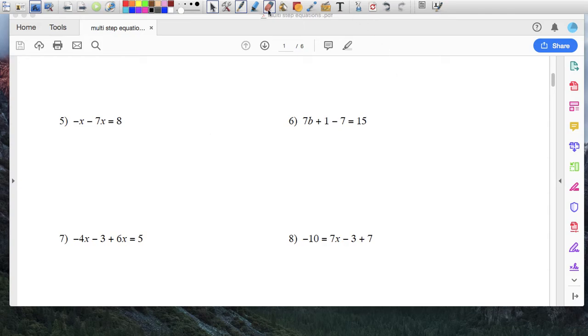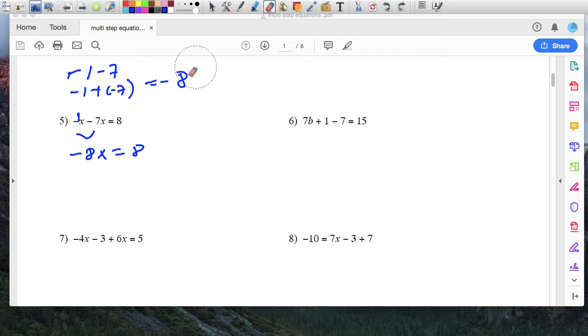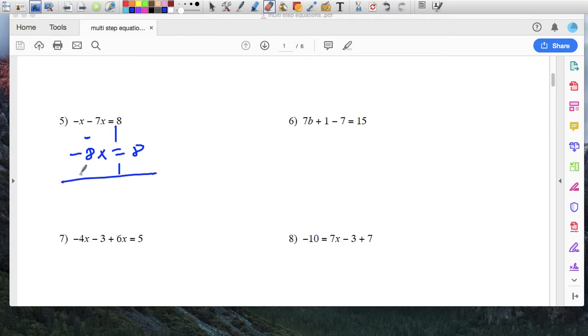Number 5. Again, we can combine these like terms, negative 1x and negative 7x, right? So if you think about it without the variables, it's negative 1 minus 7, and you get negative 1 plus negative 7. That should give us negative 8, right? So this is going to be negative 8x equals 8. You can make a story if you like, but I don't think you need it. So the only thing we have to do is divide both sides by negative 8.